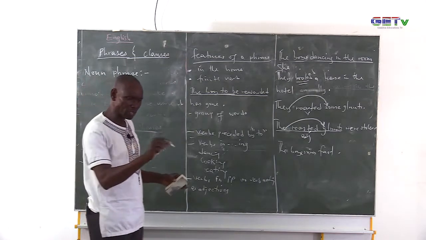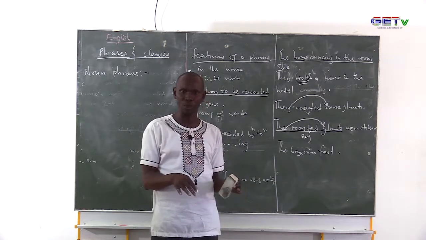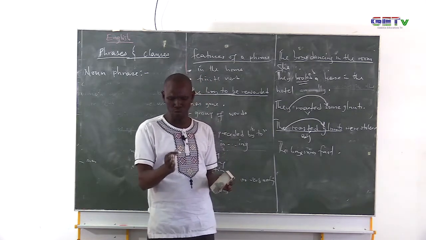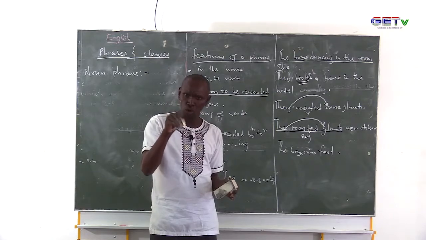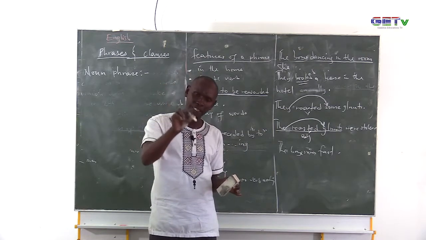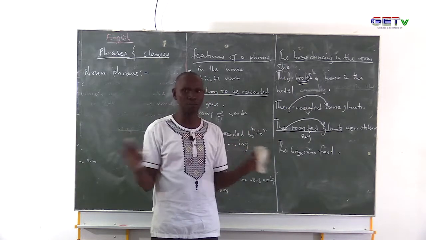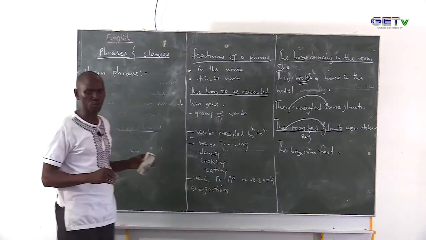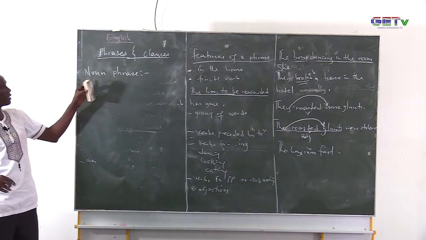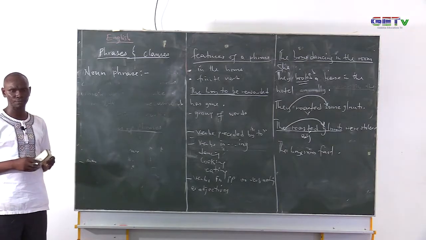Now, nouns have different roles. Adjectives, different roles. Adverbs, the same thing. So functionally, if you see two or more words playing the role of a noun, then you call that a noun phrase. If it is playing the role of an adjective, call it adjectival. If it is playing the role of an adverb, you call it adverbial. As simple as that. So now we are coming to start looking at noun phrase. So who will define noun phrase for me?